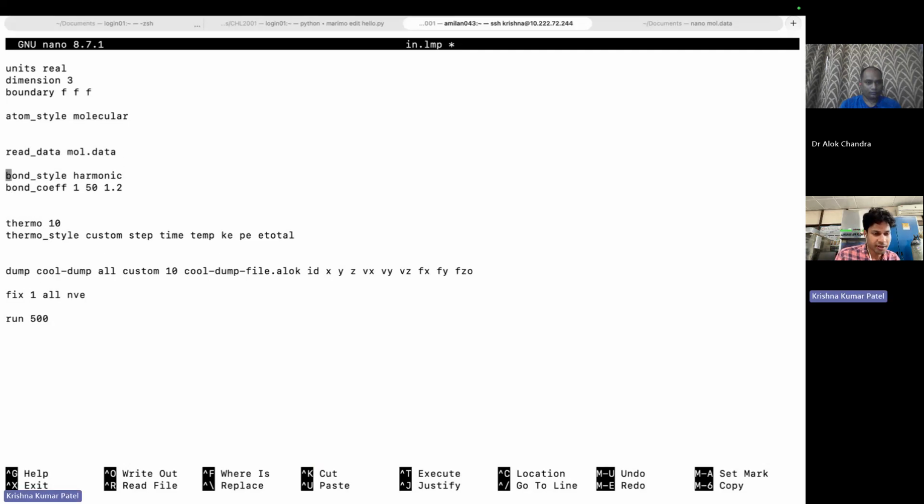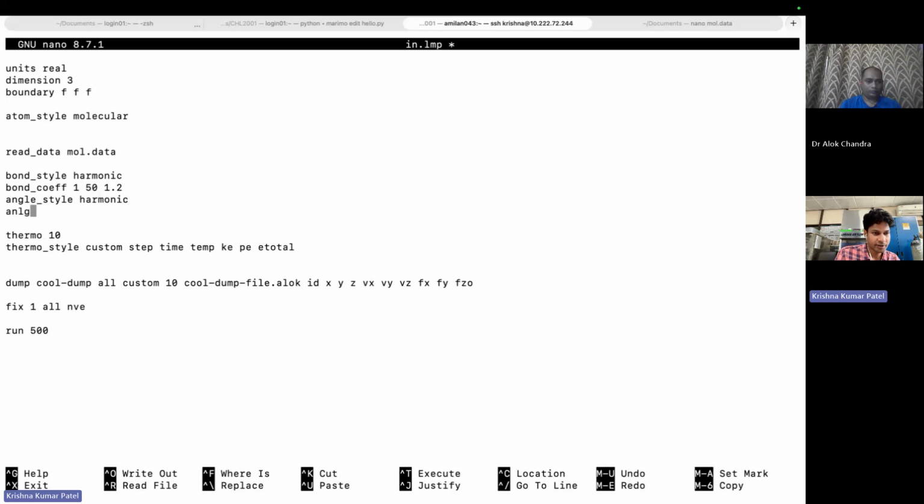So we have bond style harmonic, bond coefficient harmonic again. So for angle also, we need to specify this time. Right? Let's just say we are going to use harmonic, and now we are going to use angle coefficient. Since we have defined that angle style will be modeled using this equation, okay? This time it's going to be k by 2 theta minus theta at equilibrium whole squared.